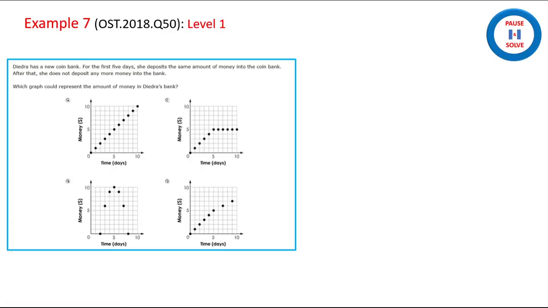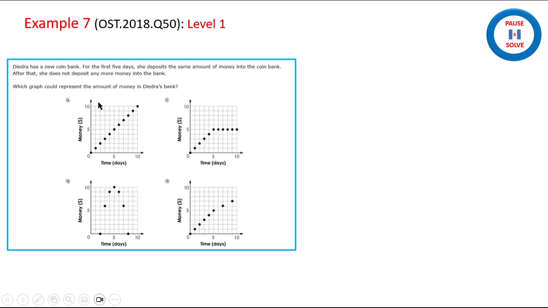Example number 7. Deidre has a new coin bank. For the first 5 days, she deposits the same amount of money into the coin bank. After that, she does not deposit any more money into the bank. Which graph could represent the amount of money in Deidre's bank?